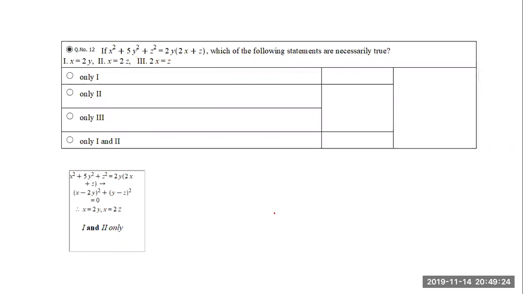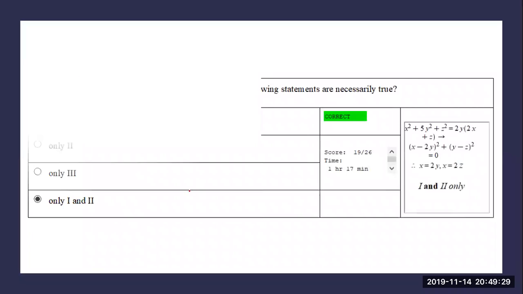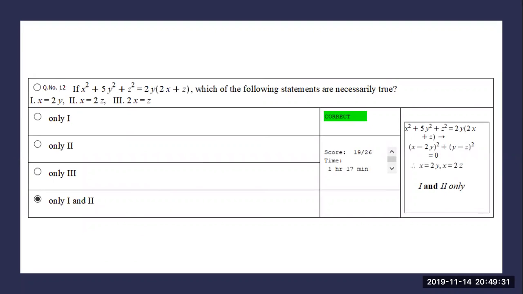Am I correct? Are you able to follow? Yes or no? Yes. What is this question? Question number 12. This is the answer.